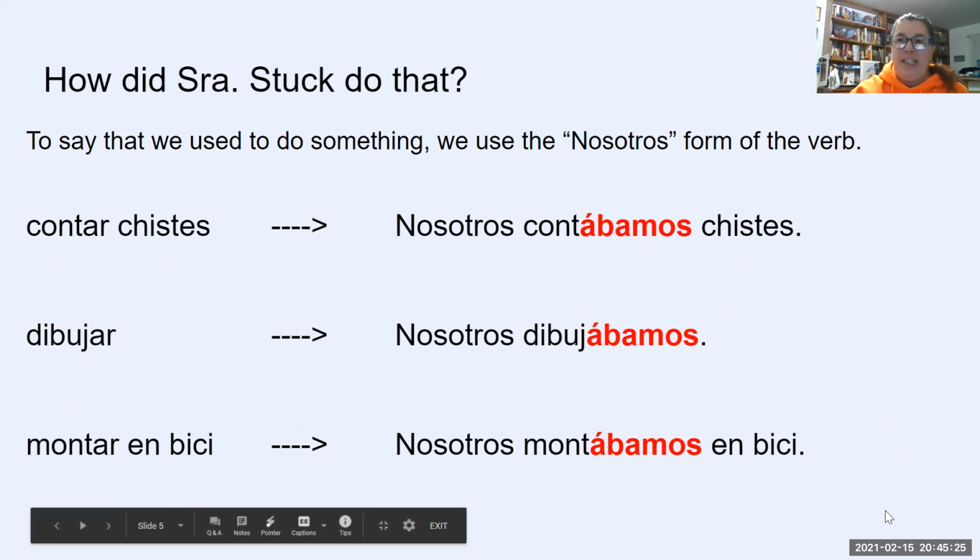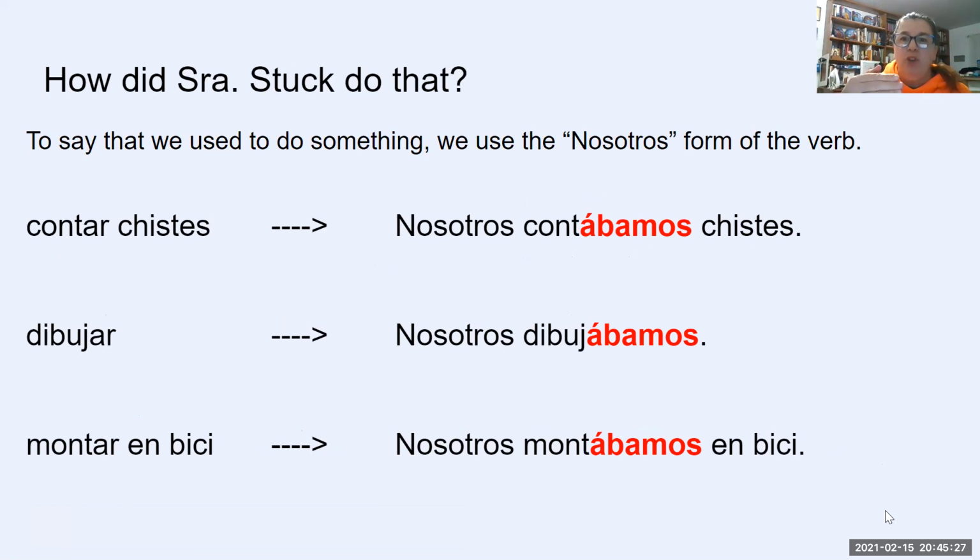So contar chistes, we take off the AR and put on contábamos. For dibujar, take off the AR, put on dibujábamos. For montar en bici, take off the AR, put on montábamos. So please consider taking notes. There's a lot of studies that say that when you are physically writing something down, it helps stick it in your brain, or typing it, also speaking it. Every student's different, so you're going to do what's best for you. You can pause this video as many times as you want. You can stop it, start it, go back, whatever you need to do.